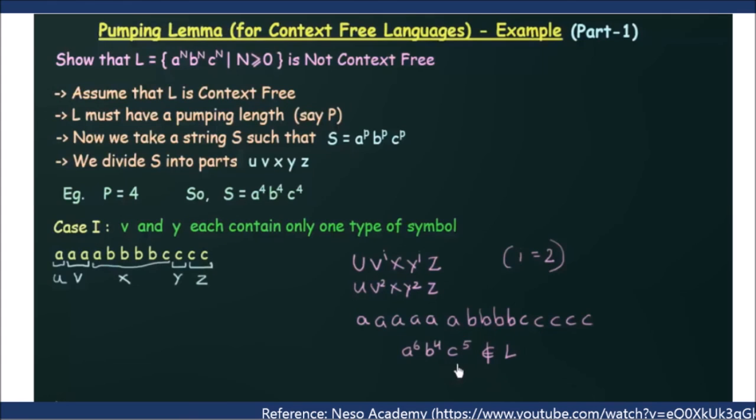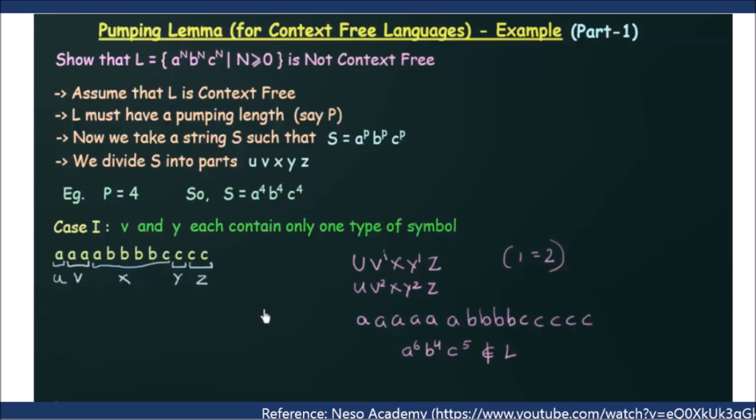So our condition number 1 itself fails. If you want, you can check conditions number 2 and 3 also, but since 1 already failed, there is no point in actually checking 2 and 3. So from condition number 1 itself, we found that it is a contradiction to our assumption which said that L is context free. So we can say that L is not a context free language from case number 1.